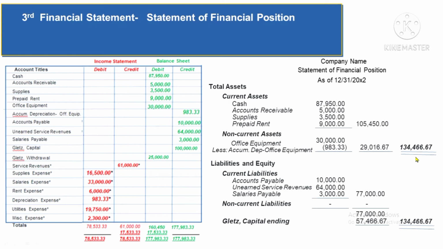So that's it. But before we go to the next FS, I would like to tell you that there are two formats in the statement of financial position. What we used here is what we call the report format, where we just listed assets followed by the liabilities and followed by the equity in a vertical format. We have another format where the assets are listed on the left while the liabilities and equity are placed on the right side. And that's it for the balance sheet.